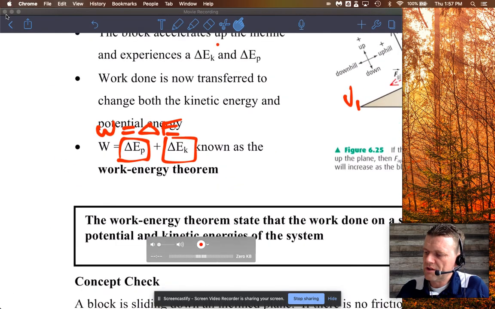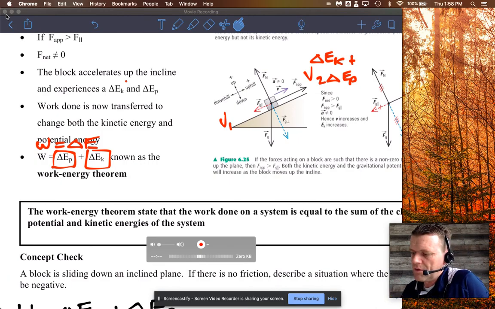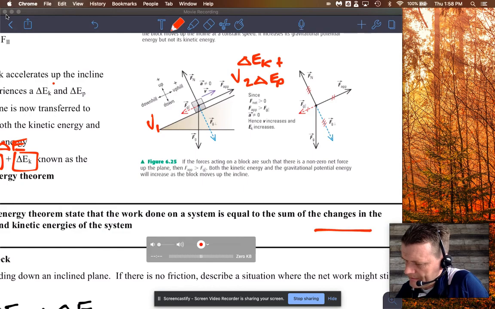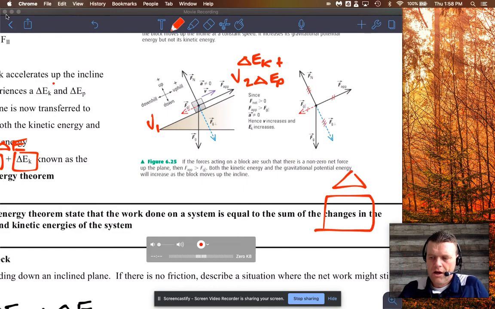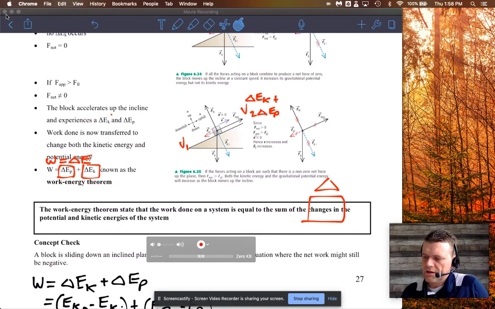Here's the definition as it says there. The work energy theorem states the work done on a system is equal to the sum of the changes in, and that's where that Greek letter delta kicks in. Don't gloss over that. It means often you have to expand it and define it. So the work done on a system is equal to the changes in the potential and the kinetic energies of the system. Don't worry about that concept check here.